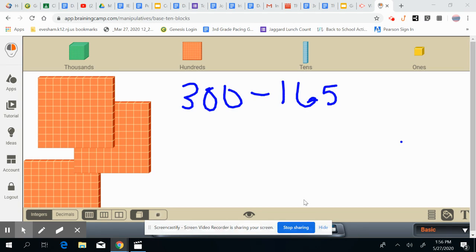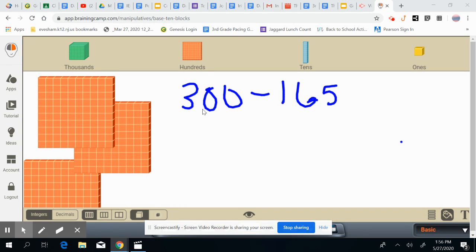Whenever we subtract, boys and girls, our bigger number goes first. Why is that? I can't have 165 items and subtract 300 from them. That wouldn't make sense. But if I have 300 items, can I subtract 165? Yes. So that bigger number always goes first. Let's remember to do that first.